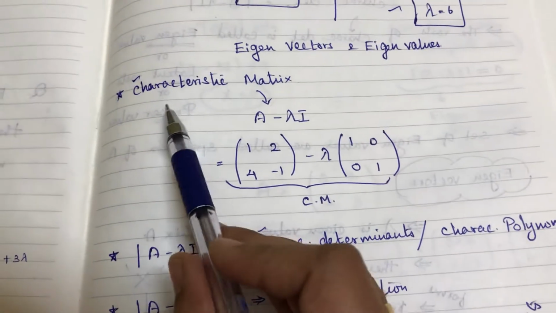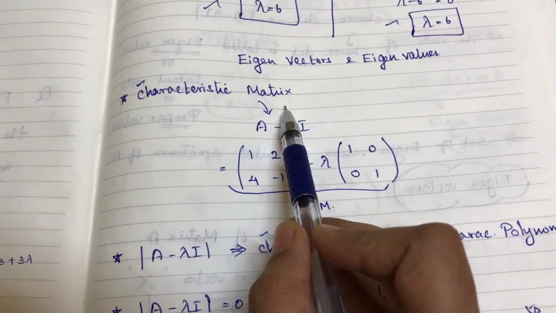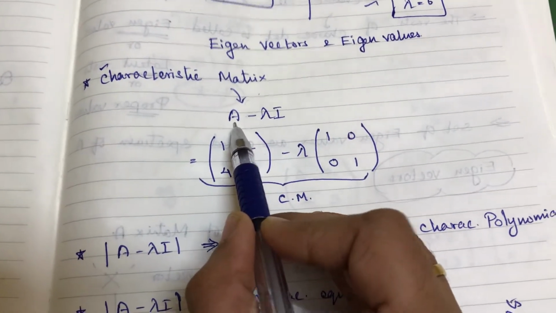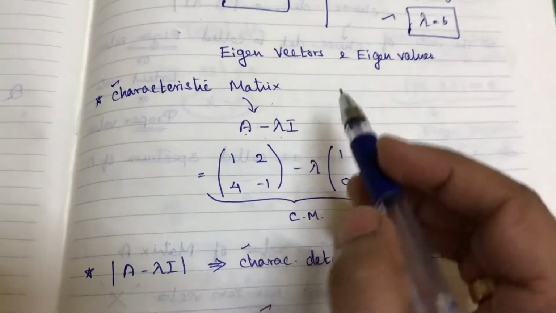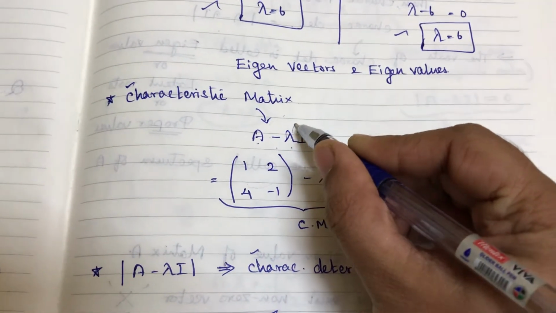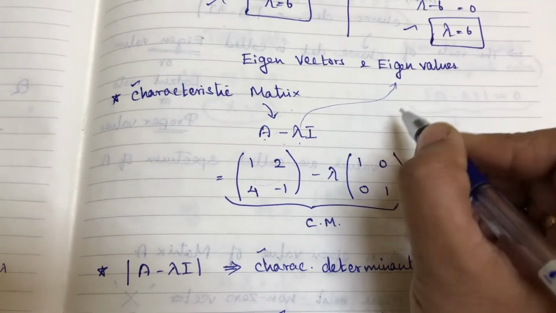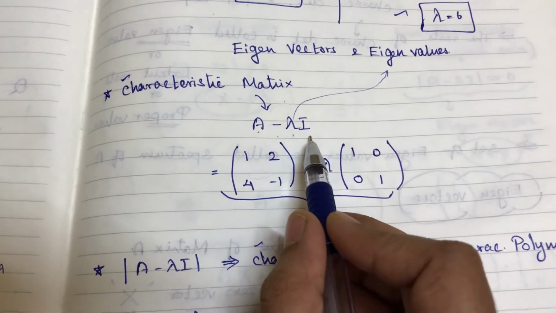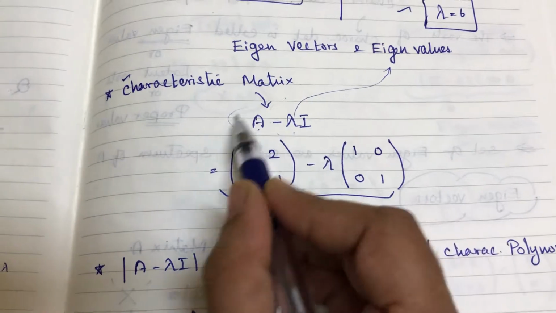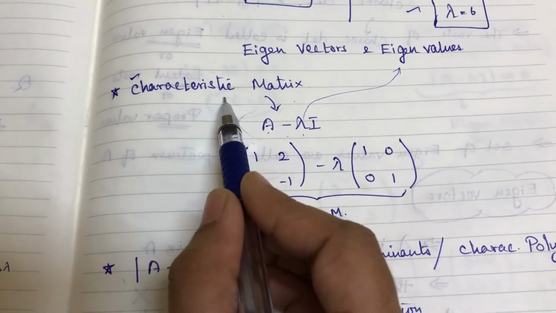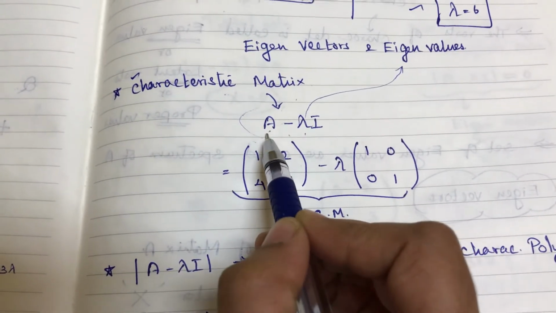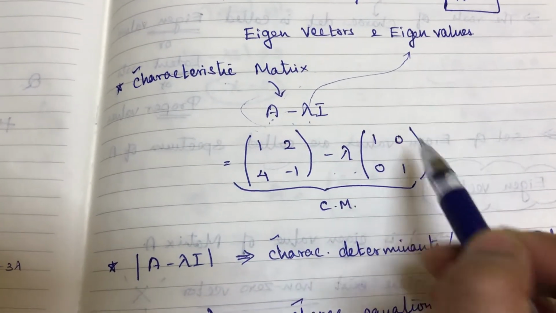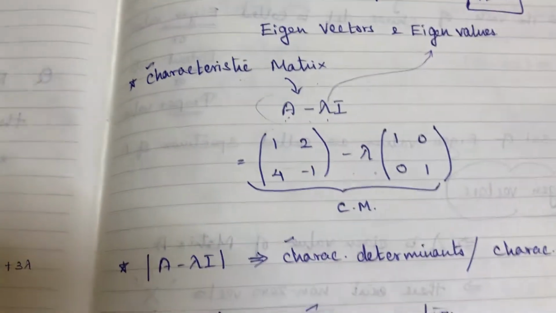What is the characteristic matrix? Actually, it is A minus lambda, where lambda is the eigenvalue, into I, where I is the identity matrix. So this is the formation. The characteristic matrix means we write the A matrix in the form A minus lambda I. Then this becomes the characteristic matrix.